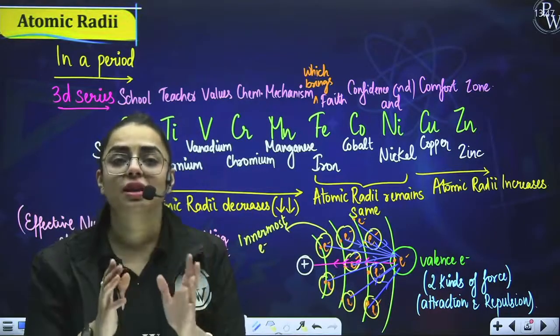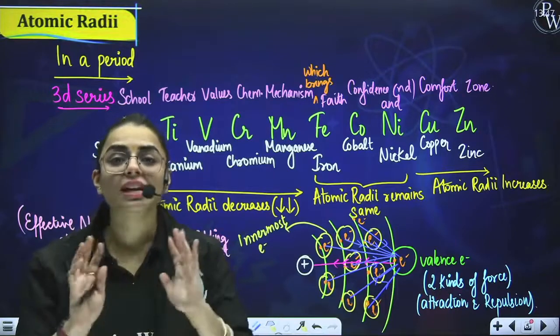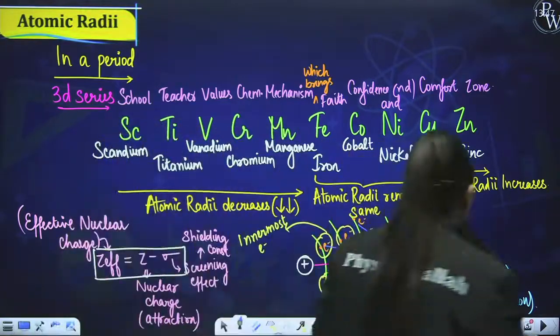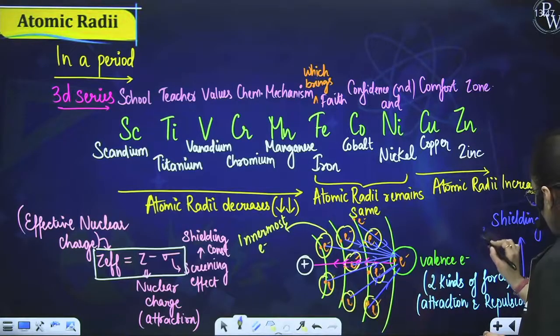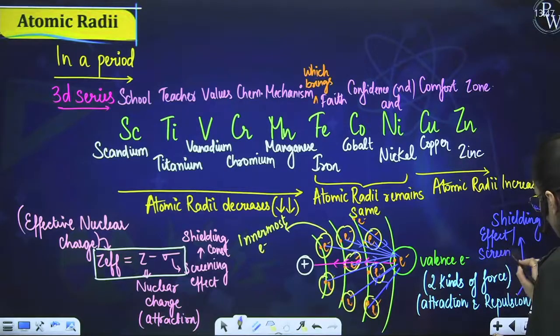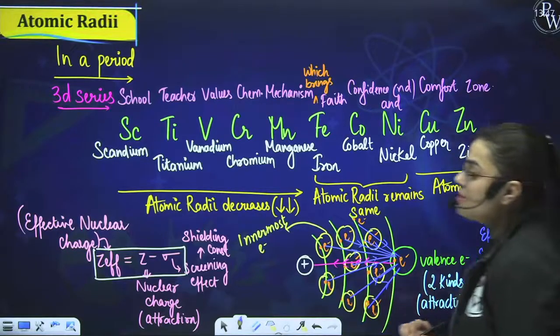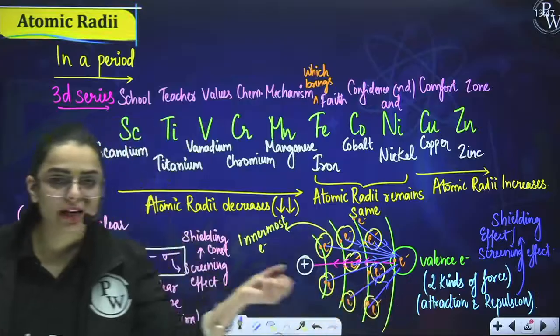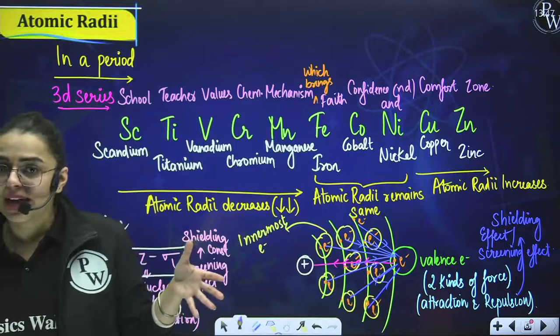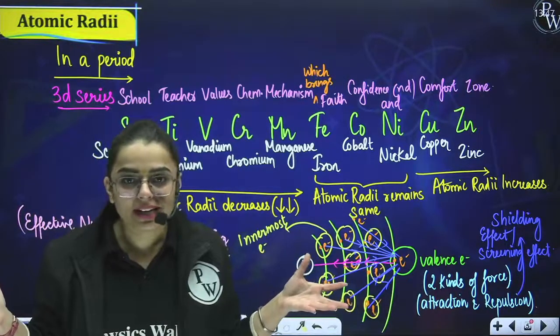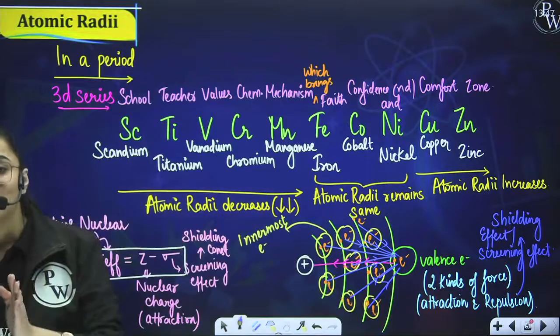Now the repulsive forces are referred to as screening effect or shielding effect. Okay. Why? I'll tell you. See, basically what is happening? The nucleus is pulling the electron towards itself, while other electrons don't want the electron to go inside. Why? Because electrons will repel each other. Negative will repel negative. They don't want the outermost valence shell electron to come inside.